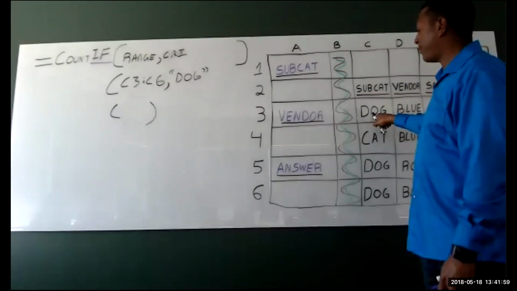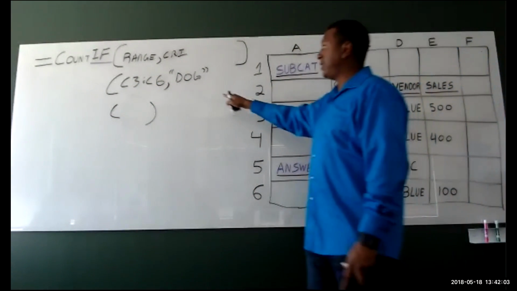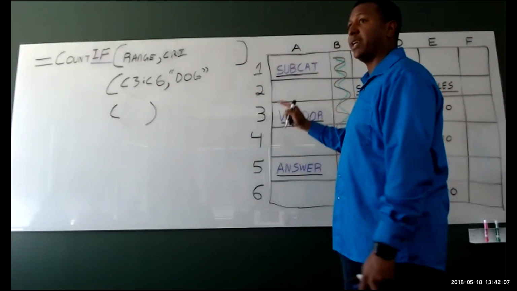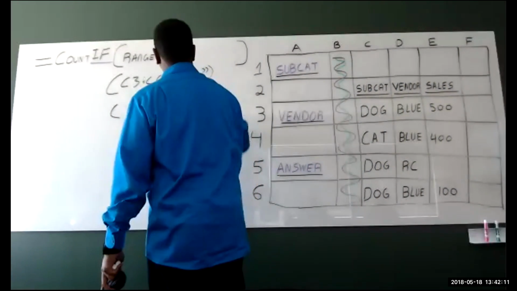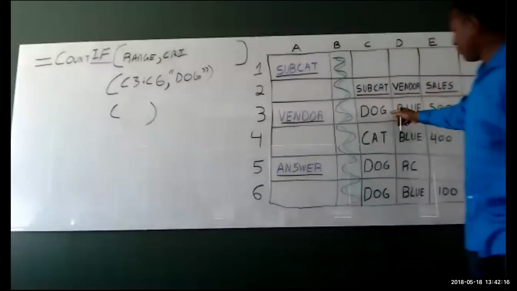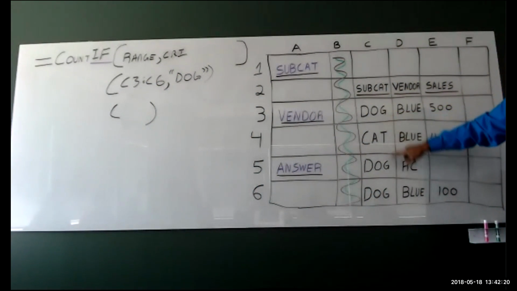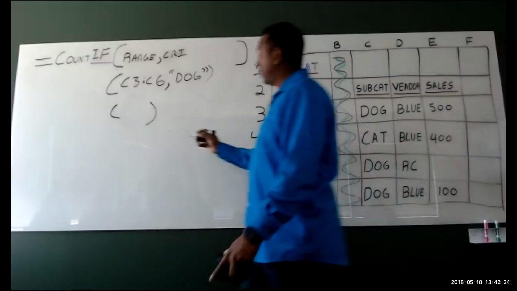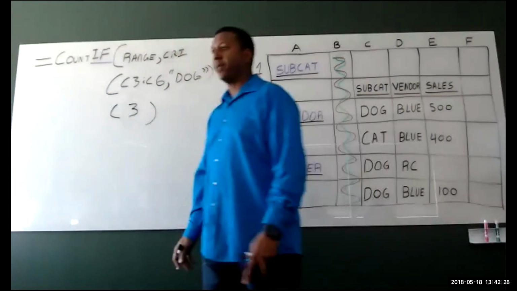Because even if it's off by one letter, or even an extra space within here that's not there, or vice versa, it will not count it. That's very important. Okay? So now it's going to count the word dog anywhere it sees it between C3 and C6. So 1, 2, 3. So the answer it would return would be 3.